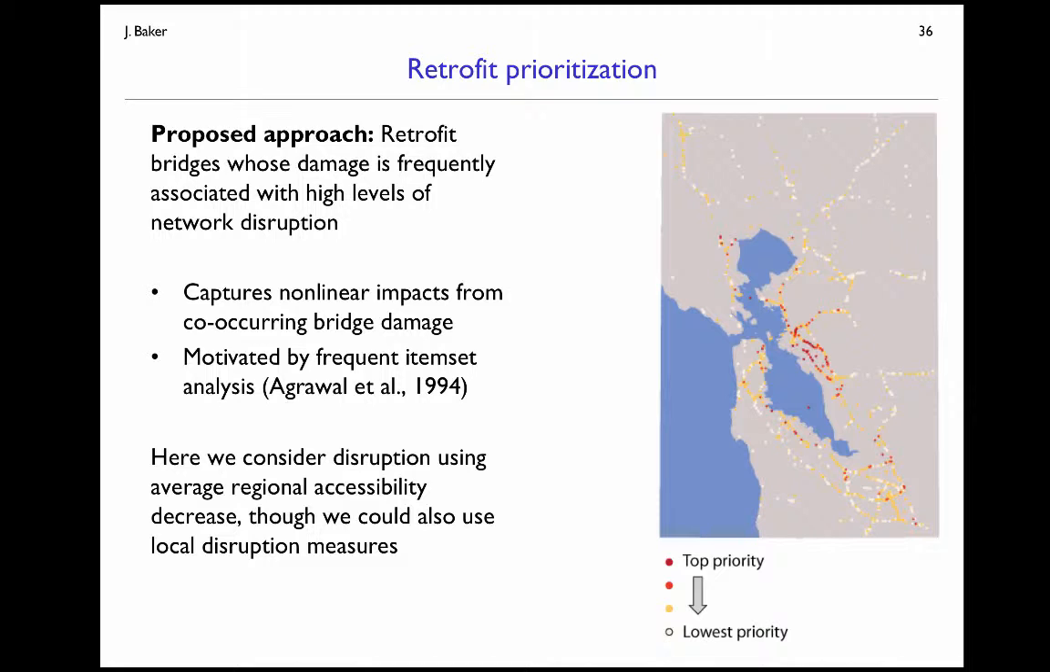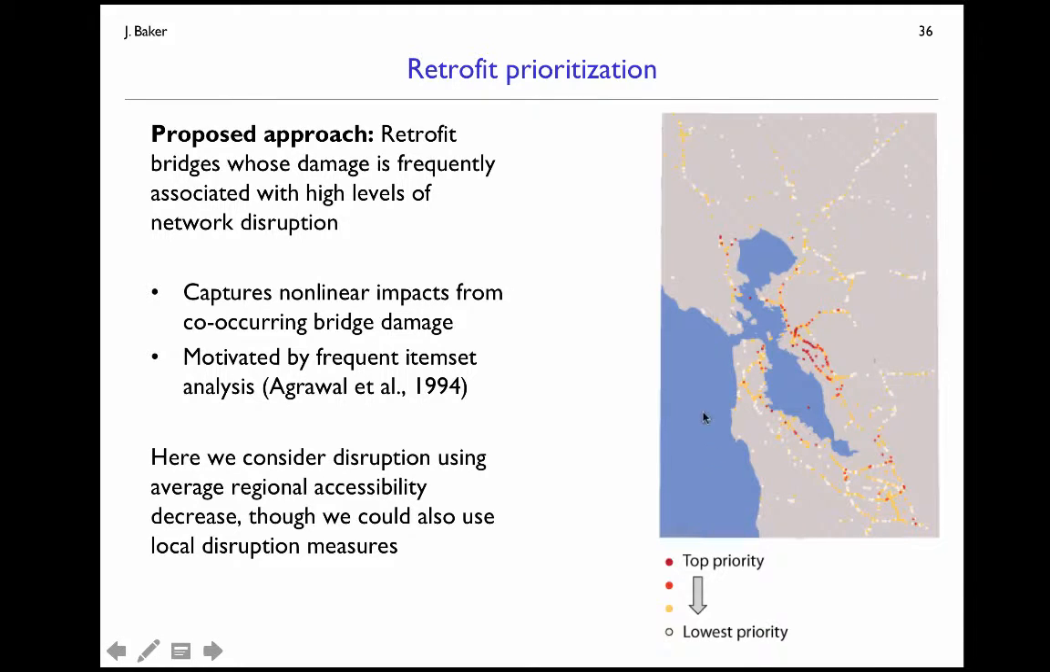So there's no model that's relating the bridge damage to the network performance. So you can capture nonlinearities, you can capture the impacts of co-occurring bridge damage. This is similar to the frequent item set analysis that's used in machine learning sometimes. And so we thought that was a good motivation for this type of thinking.